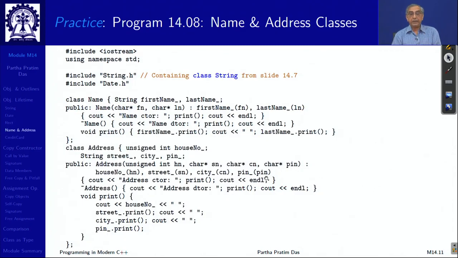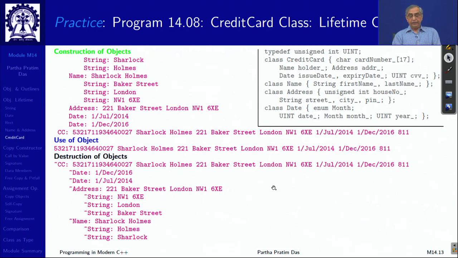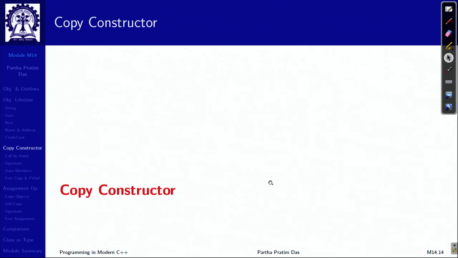Then there is a name class, an address class. These are all for your practice, including the credit card class, which uses all of these. And if you run that, then the magenta is the kind of output that you expect from this, while you have on the right top the design of different classes, right. So, please practice them out to get more confidence.